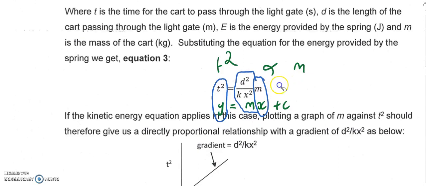My pen has stopped working. There we go. Plus 0. I can always add 0 to an equation, and so we're expecting a straight line through the origin with a gradient of this and an intercept of 0.